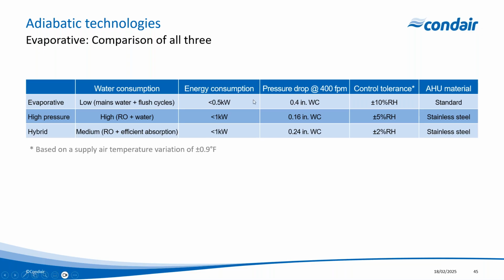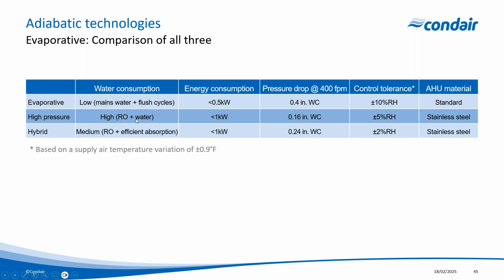Energy consumption is relatively low, generally less than 0.5 kilowatts per system. On the pressure drop side, it's going to be slightly higher than the others simply because we have to push the air through a thicker evaporative media. And then of course the wet up, dry out times result in a control accuracy of about plus or minus 10%. But the other difference here is the air handling material can be standard. We don't need full stainless steel wet sections.